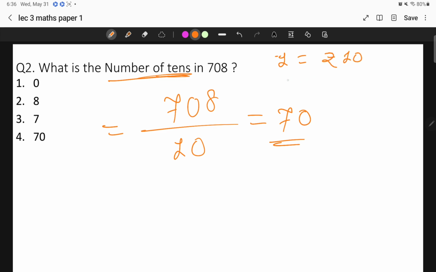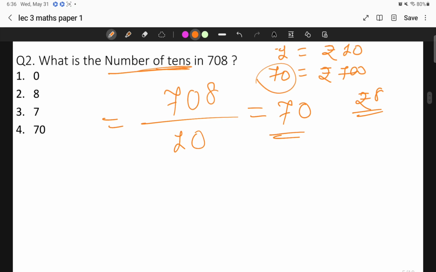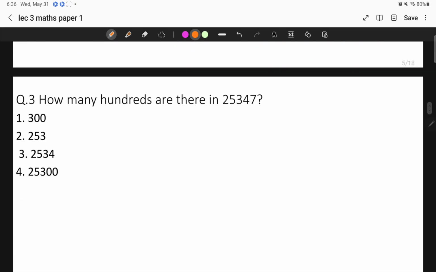So I can buy almost 70 pencils out of 700 rupees, and 8 rupees are still left with me. So the answer will be 70 pencils only, not 71 pencils. Got it? So in this way, this is the answer for the given question, that is option D. Moving on to the next question.